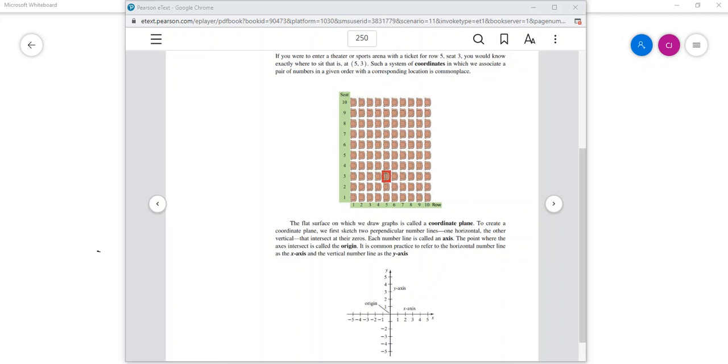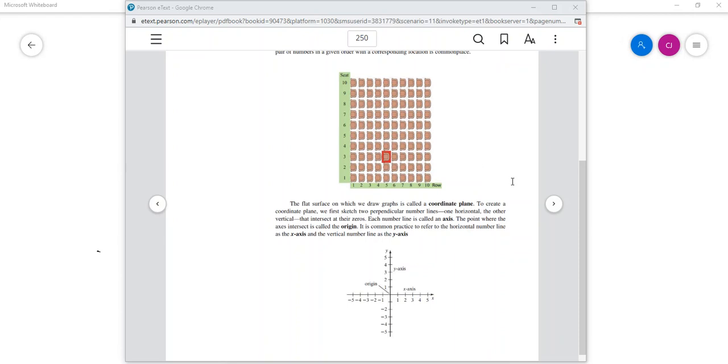So this particular seat is in row 5, seat 3. So we have a horizontal value here. We have this vertical column here. One has to deal with the row that you're in. The other has to deal with the column that you're in. So it's kind of a nice system for finding position.